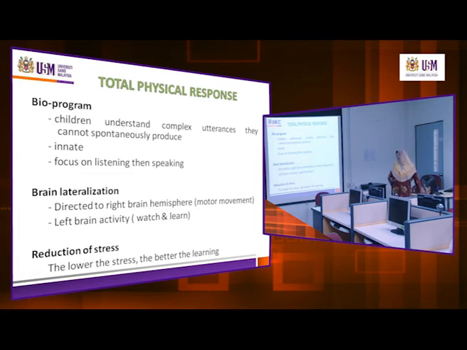Reduction of stress. The lower the stress, the better. This actually applies to any method. As long as it is stress-free, you will learn better.